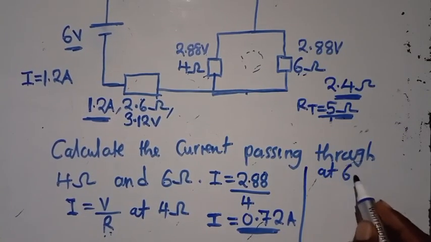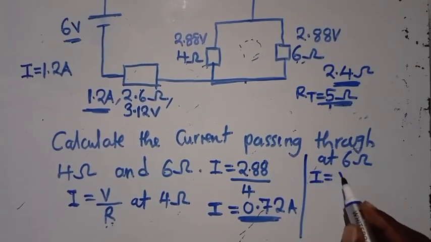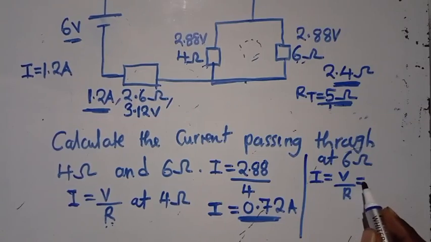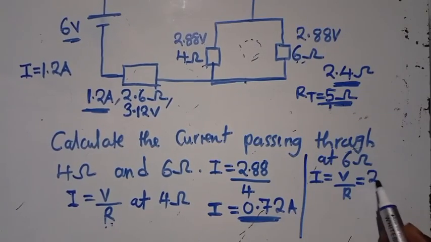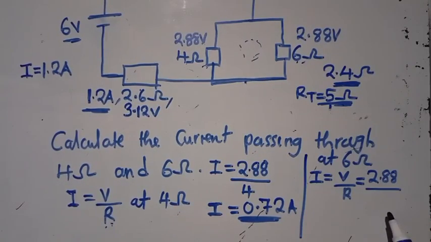How about at the 6 ohm resistor? You know that current is equal to voltage over resistance. The voltage is 2.88 over the resistance, which is 6. So what is the current? When you divide there, what answer are you getting?